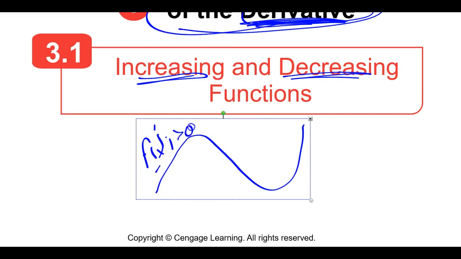So if the first derivative is greater than 0, then it's increasing. If the first derivative is less than 0, it's decreasing. So we're going to take the derivative and set it equal to 0.